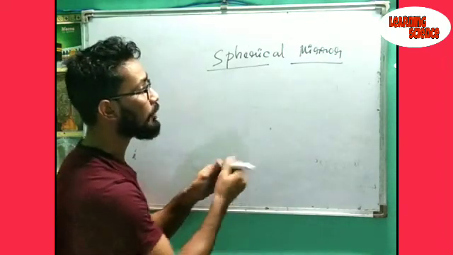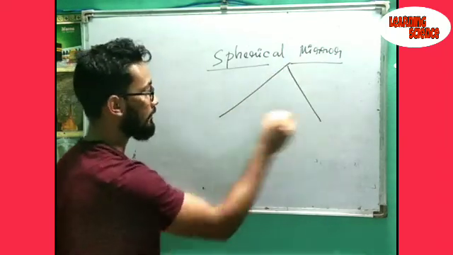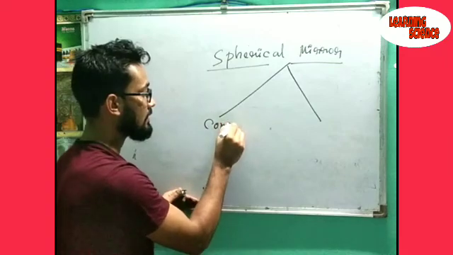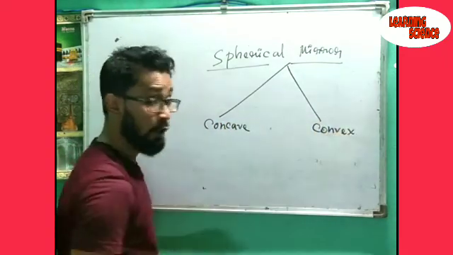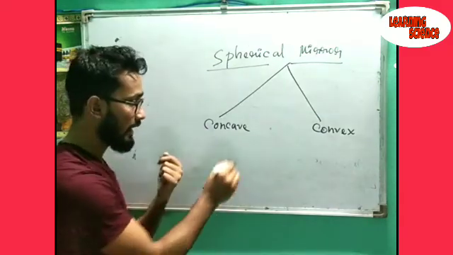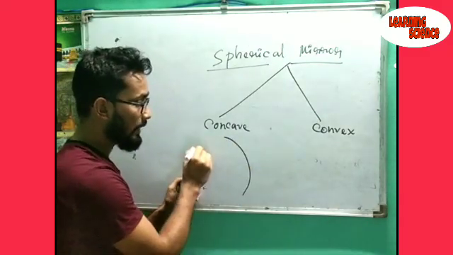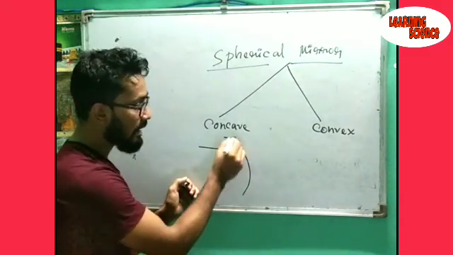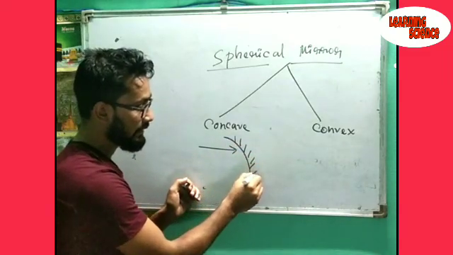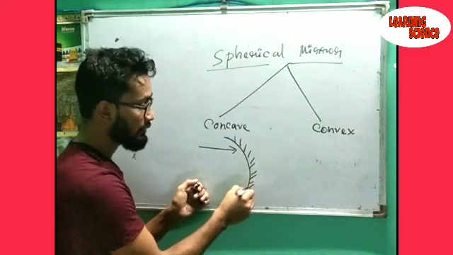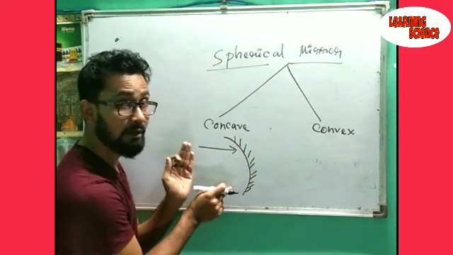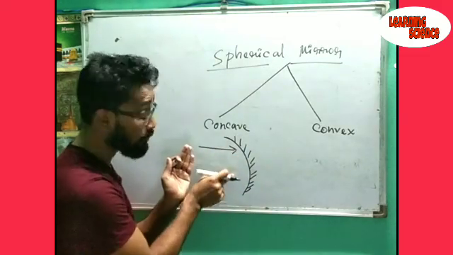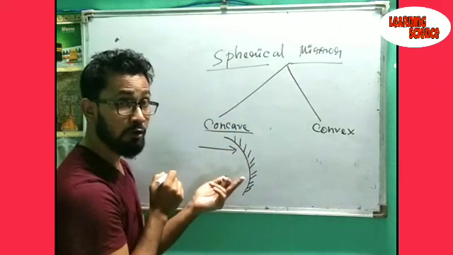Now spherical mirrors are of two types. One is concave, another is convex. When I see my image through the inner part, the outer part is acting as the shading. And when I'm seeing the inner part, this inner part is acting as a mirror. The inner part is known as the concave part.